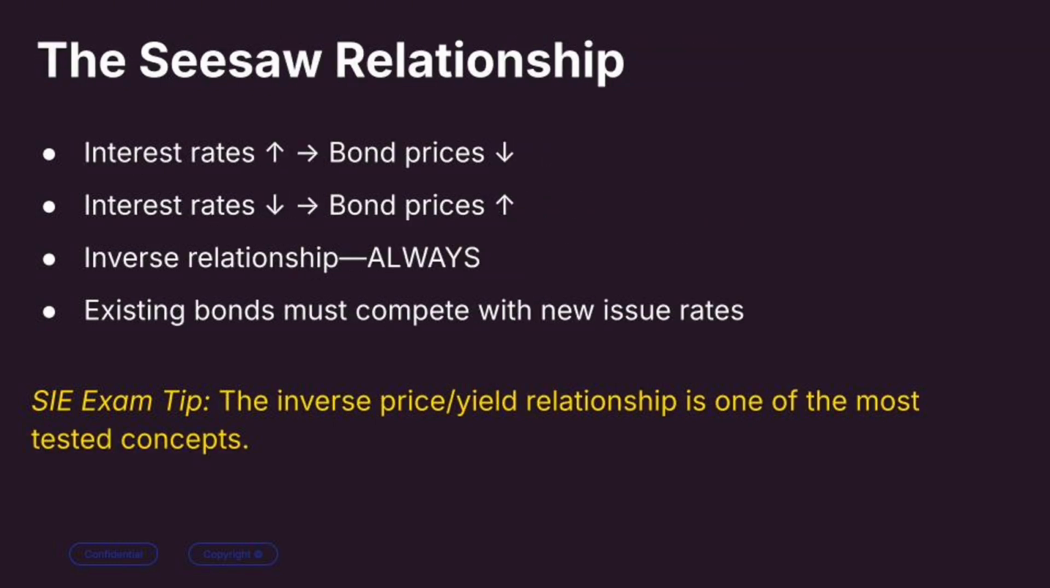This brings us to one of the most fundamental concepts in fixed income: the inverse relationship between interest rates and bond prices. When interest rates go up, bond prices go down. When interest rates go down, bond prices go up. Always. No exceptions for fixed-rate bonds. Why? Existing bonds must compete with new issues. If new bonds offer higher rates, existing bonds with lower coupons must drop in price to attract buyers. This inverse relationship is heavily tested, so make sure it's second nature.